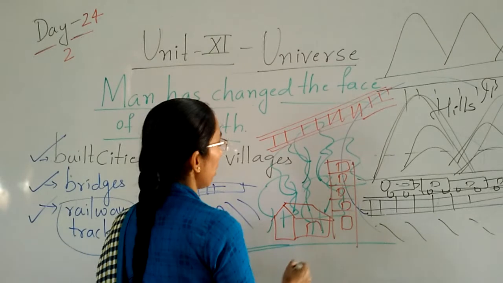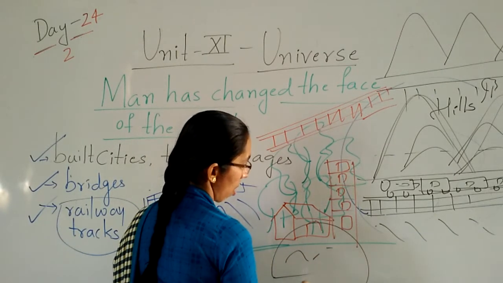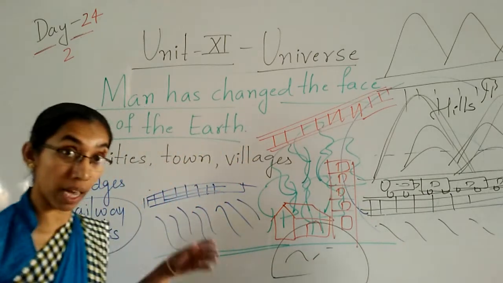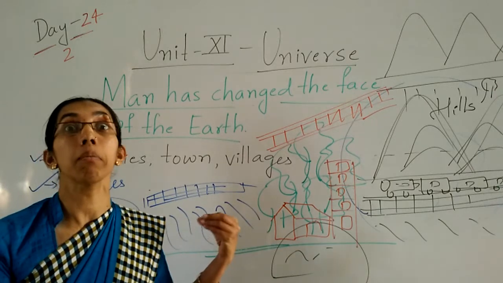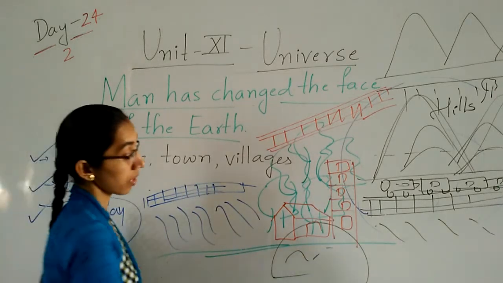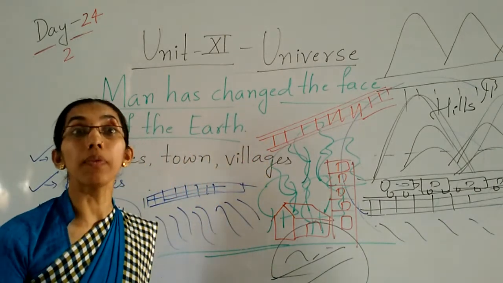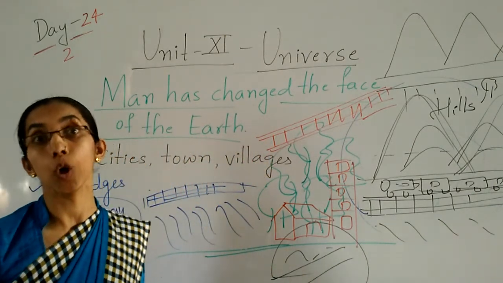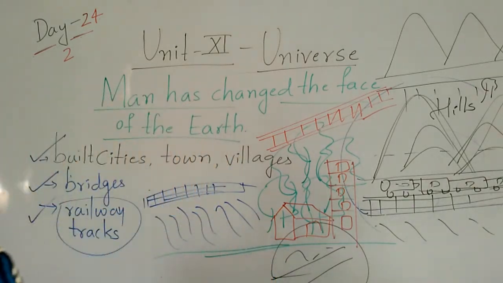If you see the earth, you can find only the hills, plains, mountains, rocks, sand, everything. But what has man done? They constructed, they built numbers of things. They constructed the road also on that land to run the vehicles on the road. Children, I will show the images to see how they built the cities and towns, how they made the railway tracks and all the things.